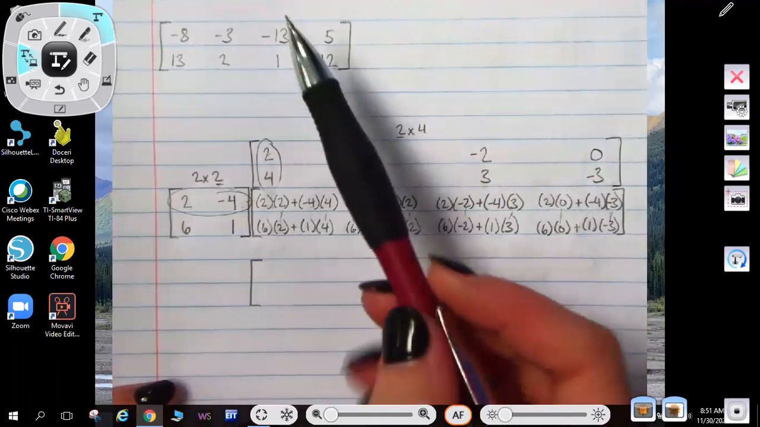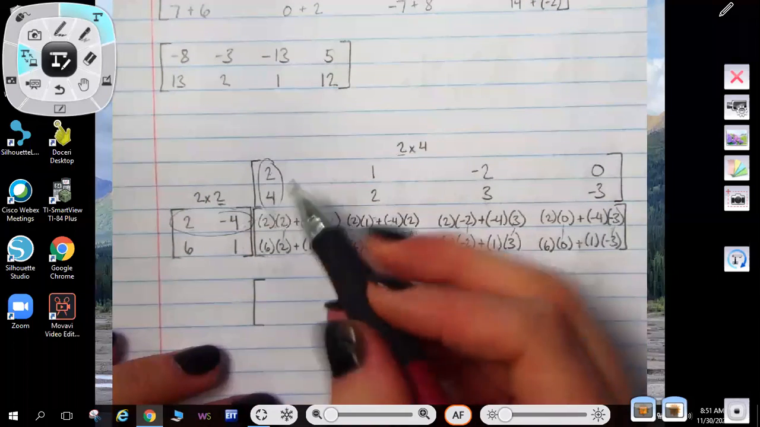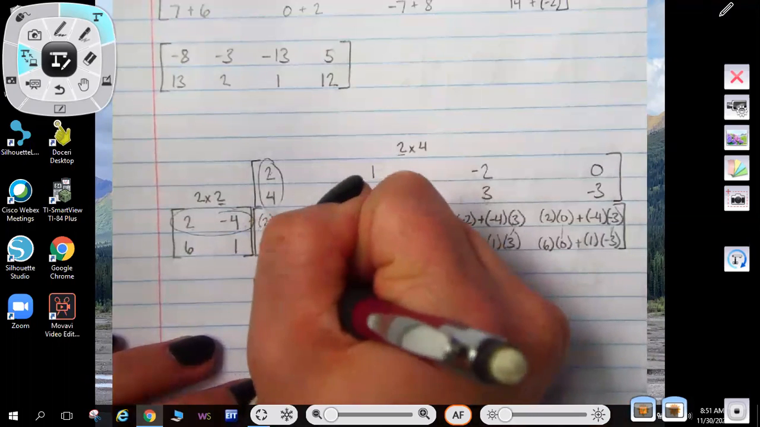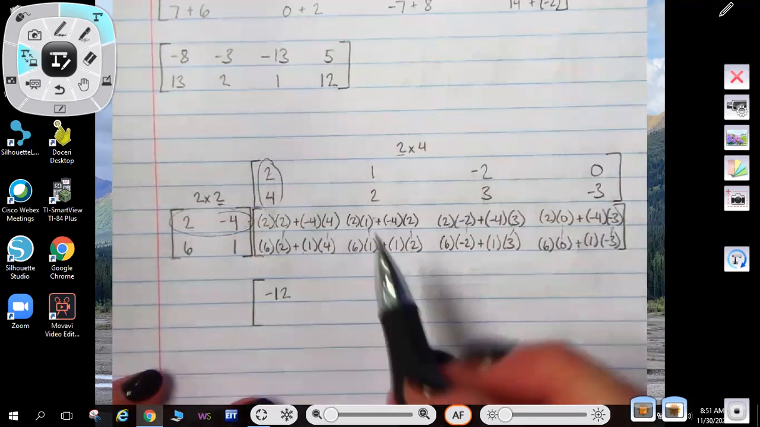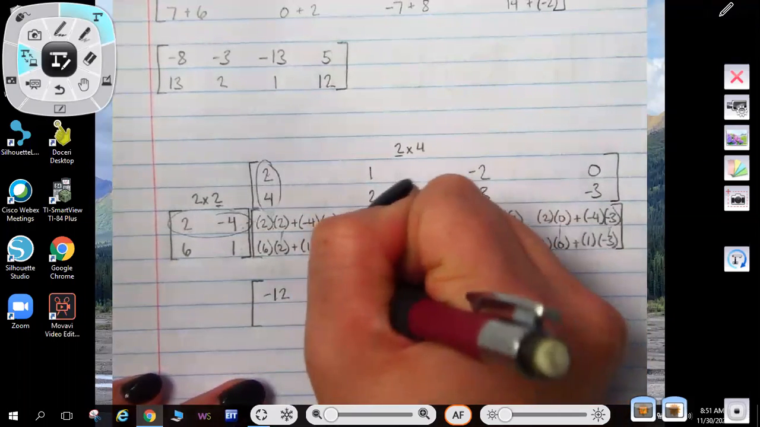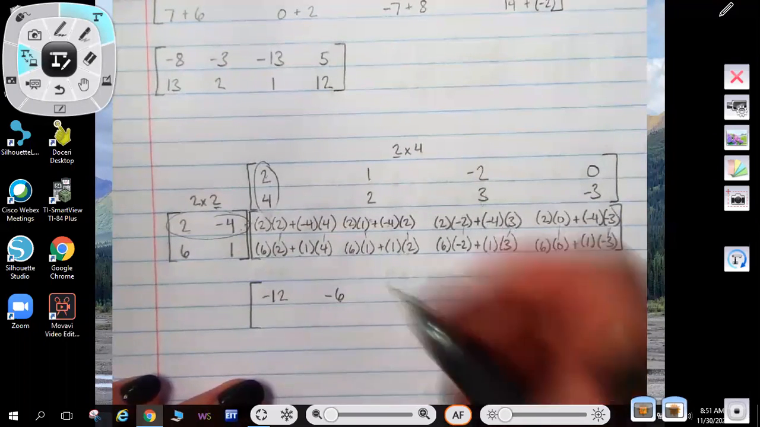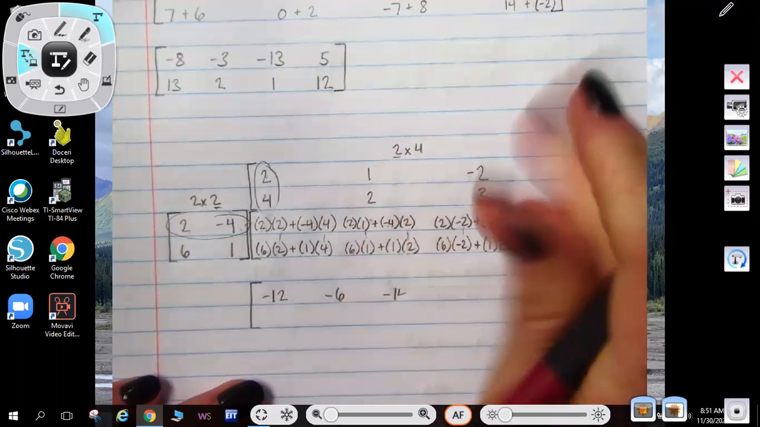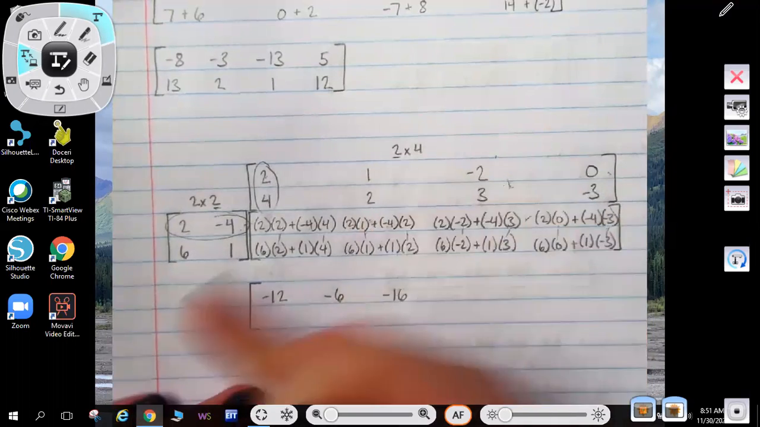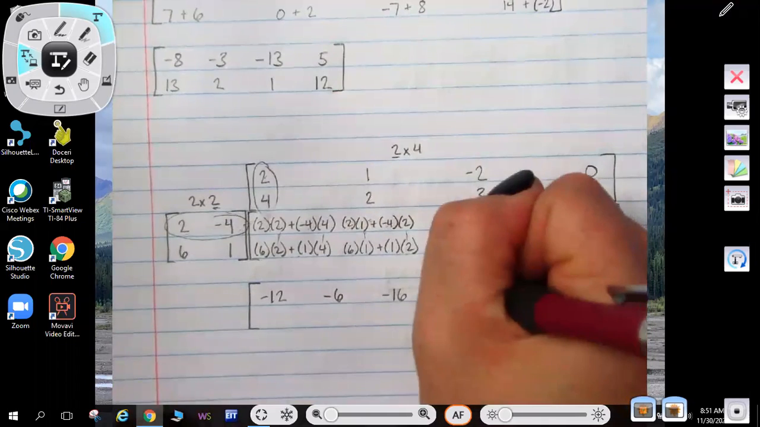Okay, so I'm going to try to skip that step that I told you guys you could skip eventually. We've got 2 times 2 is 4, -4 times 4 is -16. So we get negative 12 when we add those. 2 times 1 is 2, negative 4 times 2 is negative 8. So we get negative 6. And we've got negative 4 plus negative 12 to get negative 16. And 0 plus 12, we get 12.